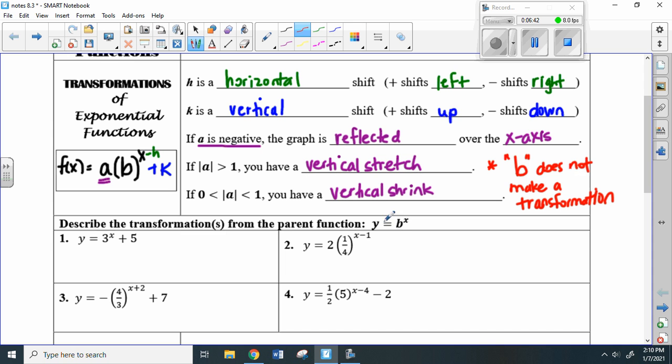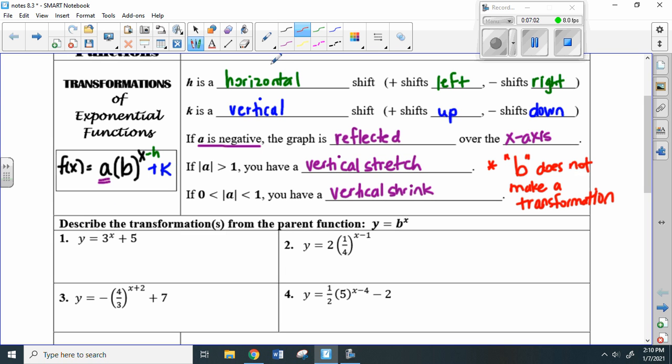Okay, so the parent function is y equals b to the x. B is a number. If there's anything other than that, if there's another number in front of that, or a number added or subtracted in the exponent, or a number added or subtracted at the end, then you have a transformation.